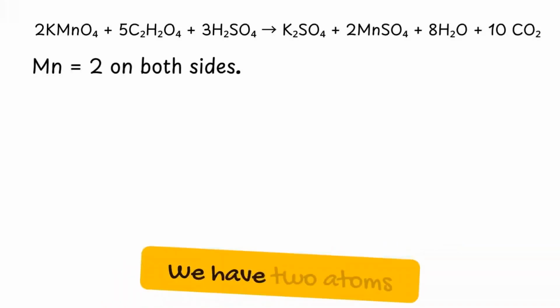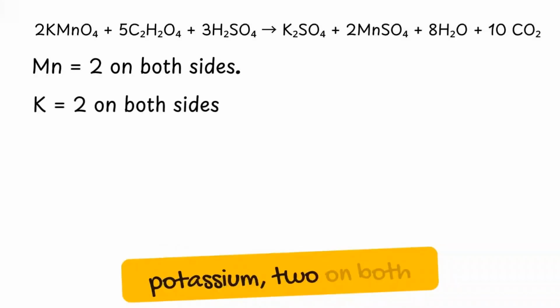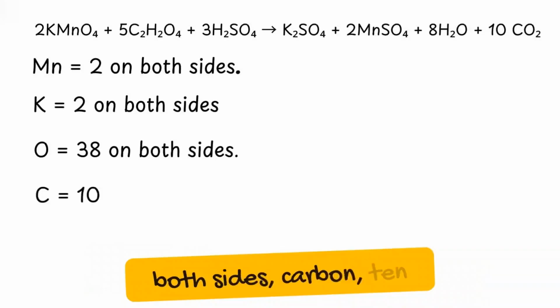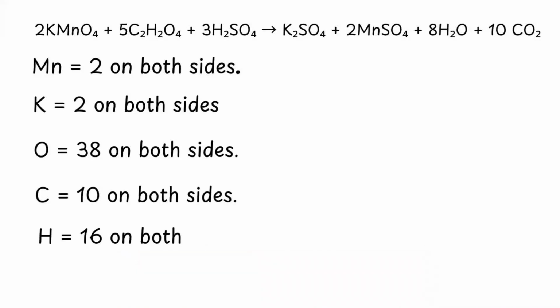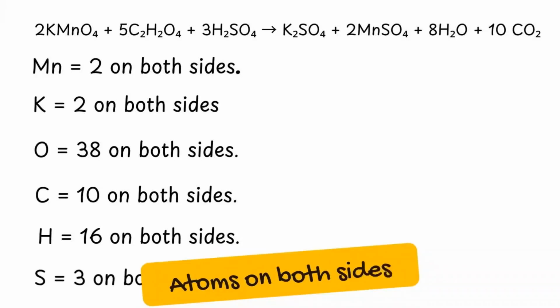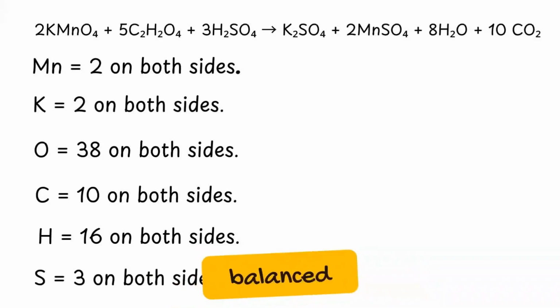We have 2 atoms of manganese on both sides of the equation, potassium, 2 on both sides, oxygen, 38 on both sides, carbon, 10 on both sides, hydrogen, 16 on both sides, and sulfur, 3 on both sides. Atoms on both sides of the equation are balanced. We can now say that the equation is balanced.